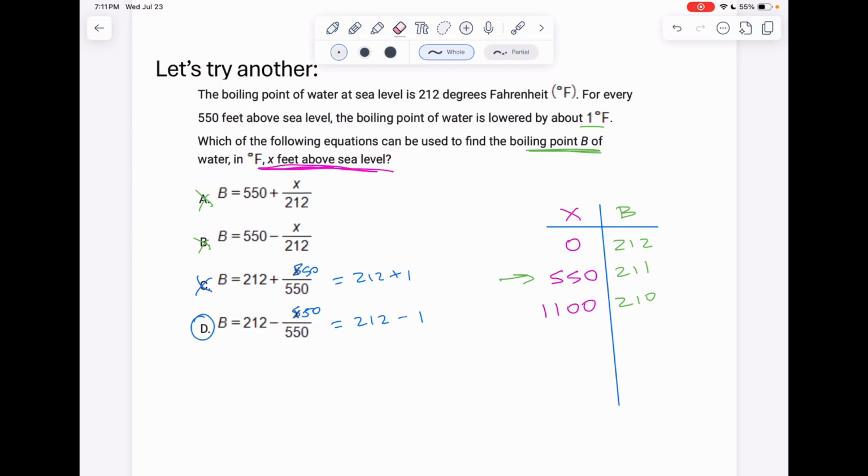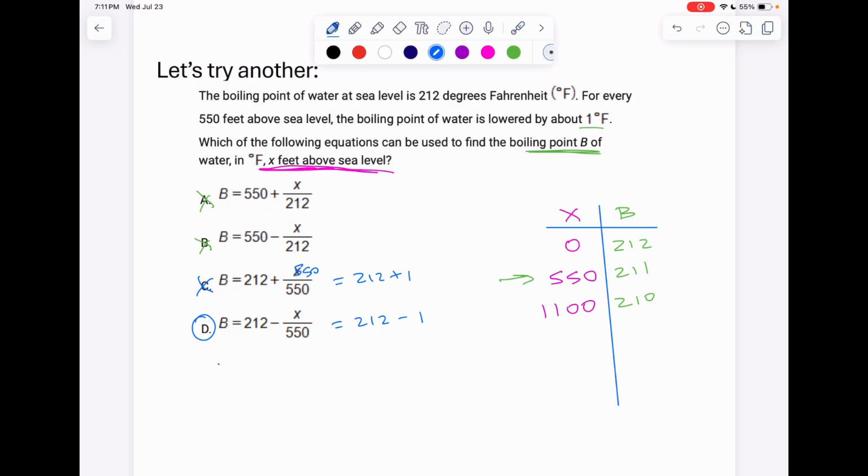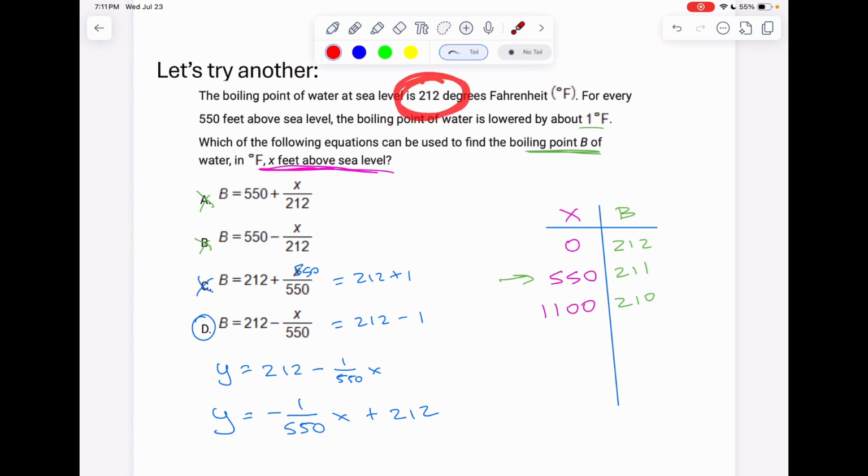Now let's analyze this a little bit more. I'm going to write this in y equals mx plus b form. 212 minus 1 over 550x. And I'm going to swap these around so it looks a little more like y equals mx plus b: y equals negative 1 over 550x plus 212. Well, it did tell us that our starting point was 212, so we would definitely want that to be our y-intercept. We would want that to be our number without the variable on it, right?